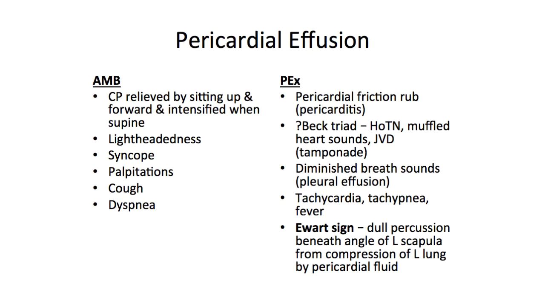Pericardial effusion is manifested by chest pain that's relieved by sitting up and forward and intensified when supine. It may additionally be manifested by lightheadedness, syncope, palpitations, cough, and dyspnea. On exam, you may note a pericardial friction rub if the etiology is pericarditis. You may notice Beck's triad, which includes hypotension, muffled heart sounds, and jugular venous distension if the patient's progressing into tamponade.